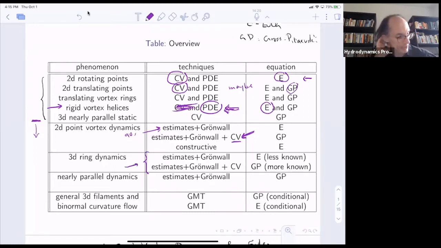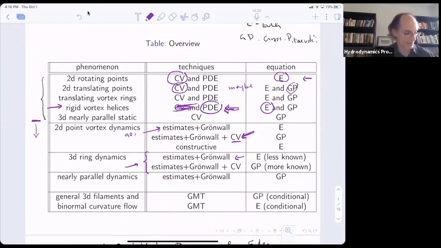My priority would be Euler. The reason Euler is a priority is that the most interesting phenomenon, and here we're looking at basically vorticity with cylindrical symmetry in 3 dimensions, rings, is this vortex leapfrogging, which I showed you a video of a while ago.